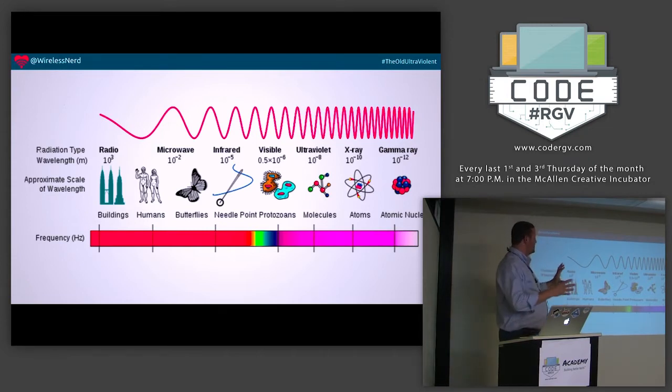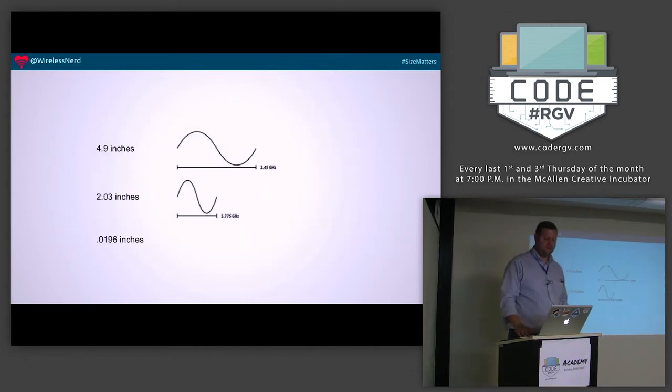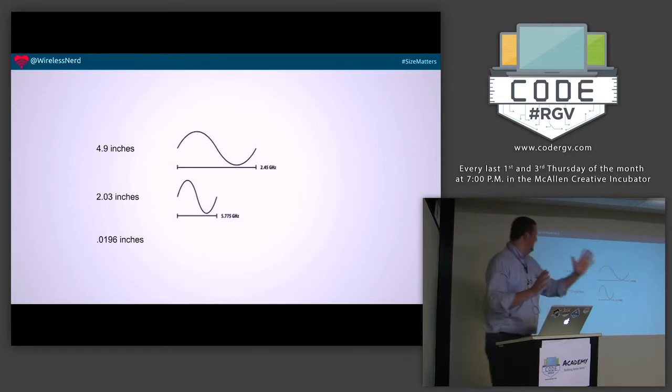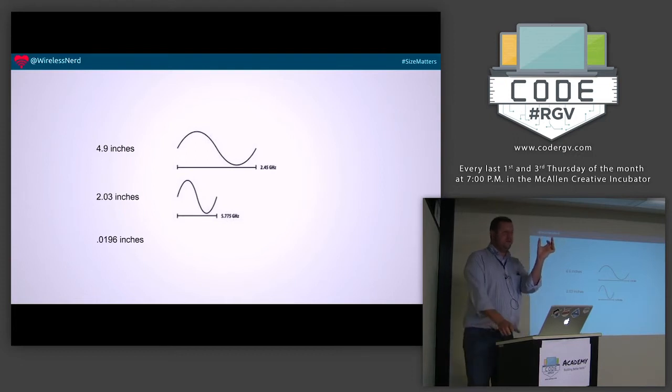Now, that whole inverse correlation, the higher you go in frequency, the shorter the waves get, and the lower you go, the longer the waves get, comes into play when we start talking about why Wi-Fi works the way that it works. We good? It's fun, it's a little different. So, size matters. 2.4 gig, 4.9 inches. 5 gig, 2 inches. That's the size of the wave from one peak to the next. If you think about that right now, a 2.4 gig wave coming off your phone for Wi-Fi is 4 inches long. It's about that long. 4 or 5 inches, about that long, is what the wave is from peak to peak.